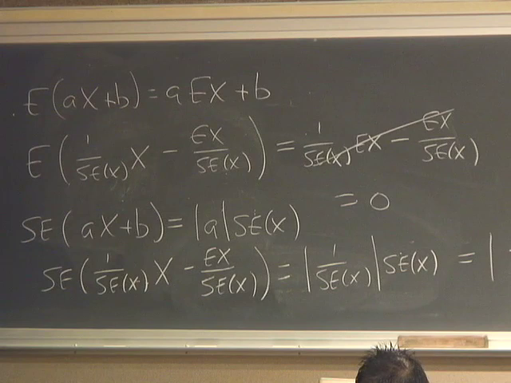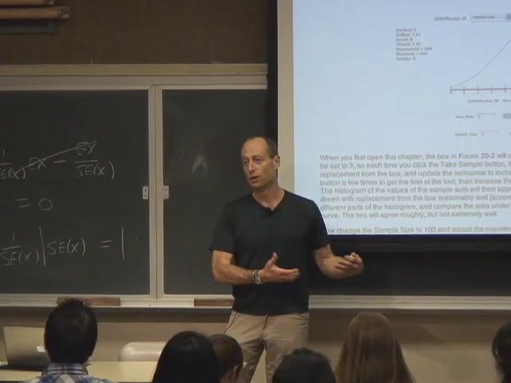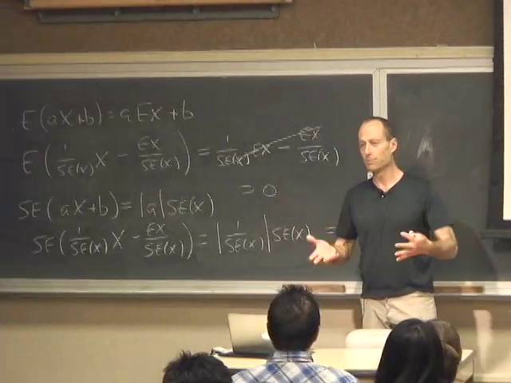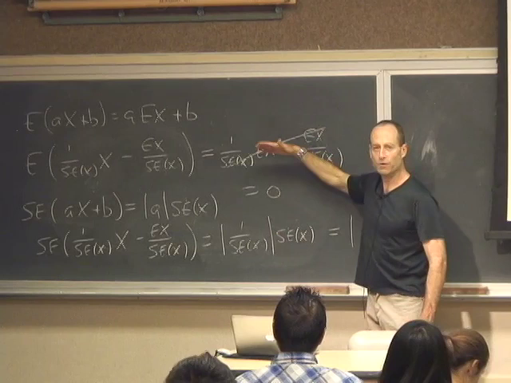Why are we doing this? We're looking at what the mean, expected value, and standard error are of a variable after you convert the variable to standard units. The reason we're doing that is we want to get things on the same scale so that we can apply the normal approximation, because the first step in using the normal approximation is to put things on the same scale. The scale is standard units, so that when you transform to standard units, the new random variable has expected value 0 and standard error 1.